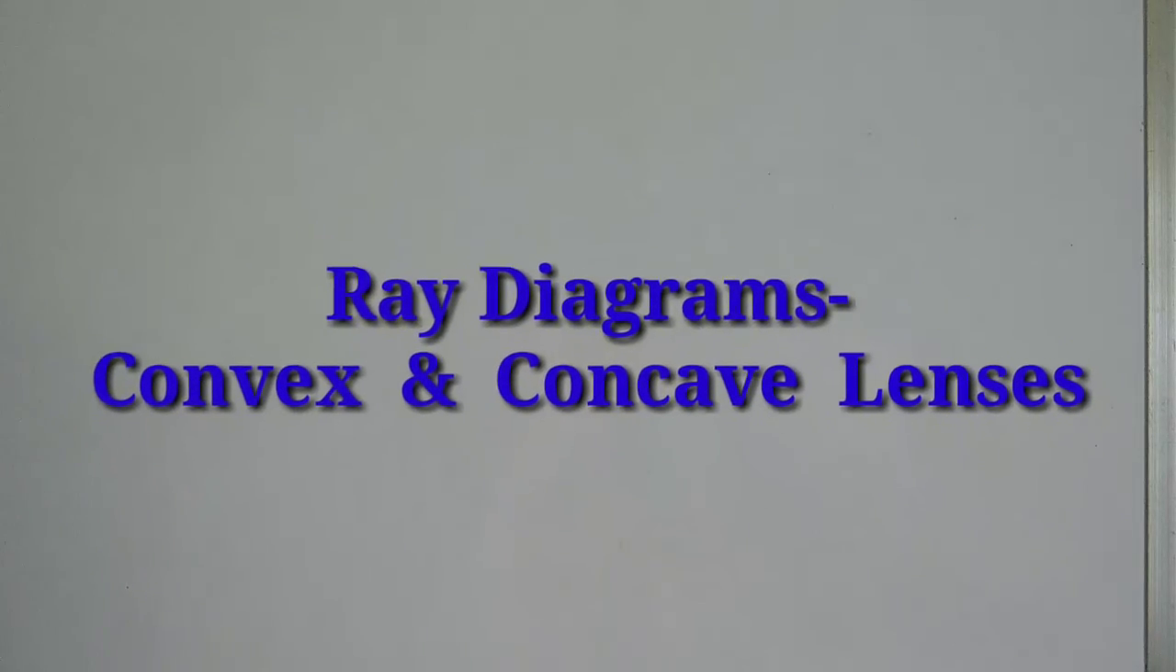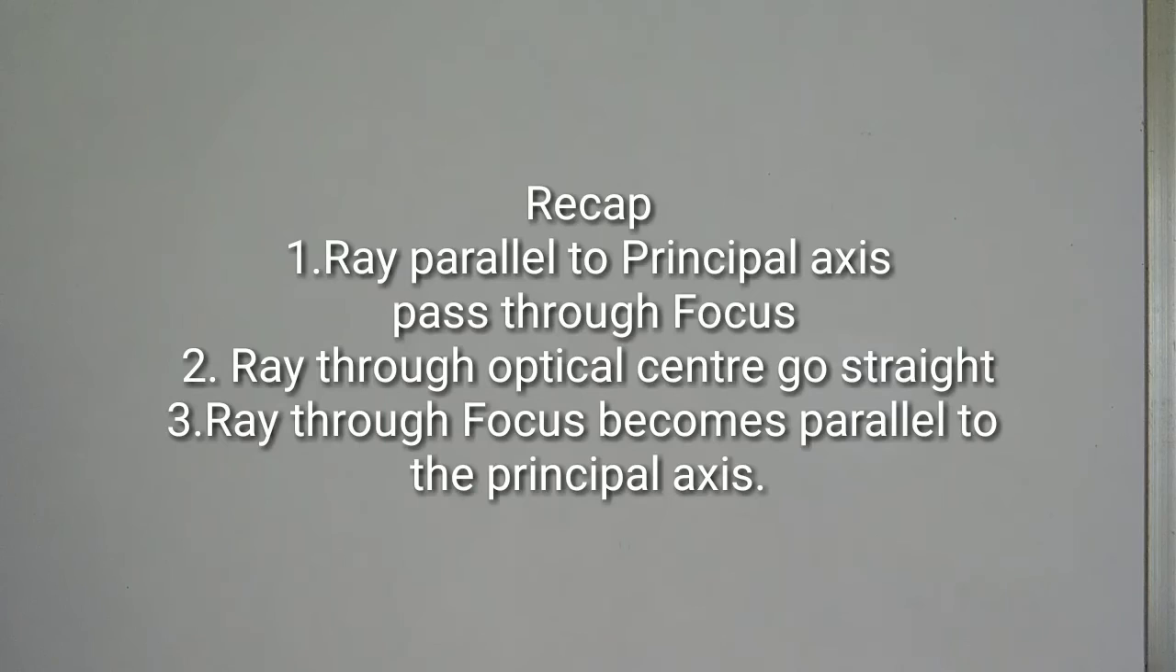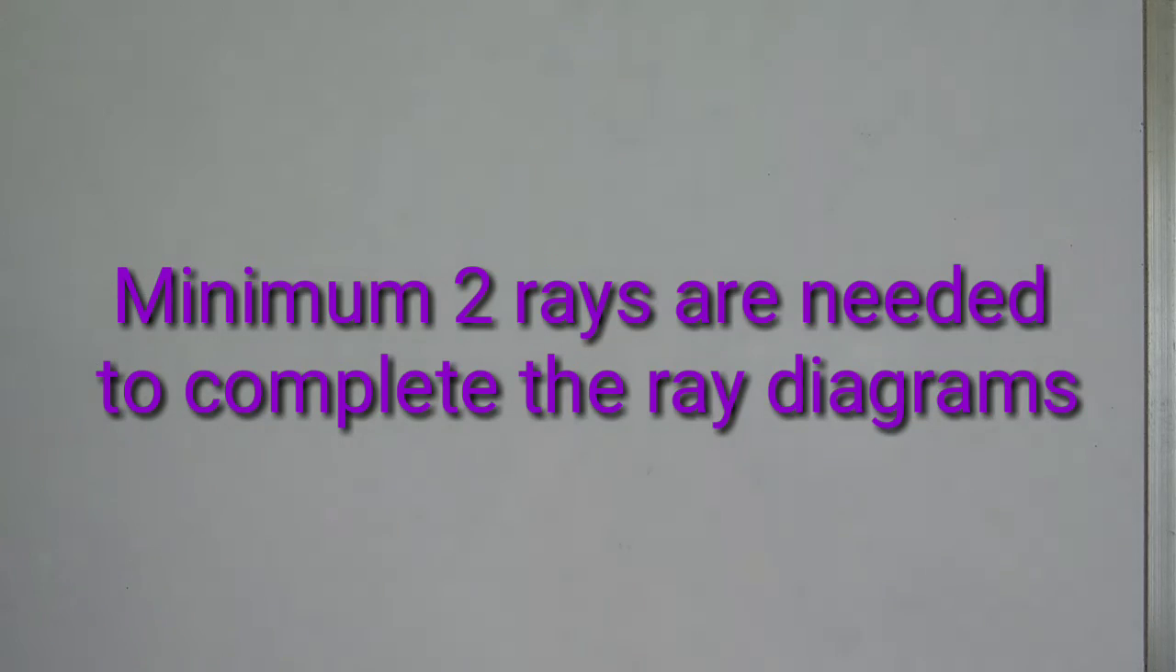Namaste. In the previous classes, we have discussed the convex lens and concave lens and the rules associated with them in order to draw the ray diagrams. Based on those rules, we are discussing the ray diagrams in this video. Let us start with the image formation in convex lenses.